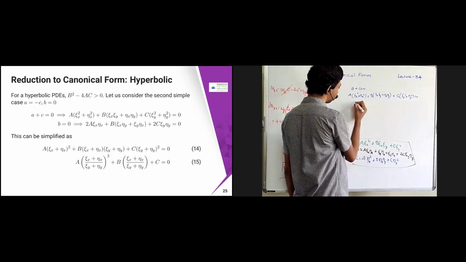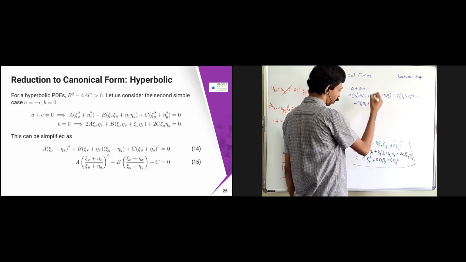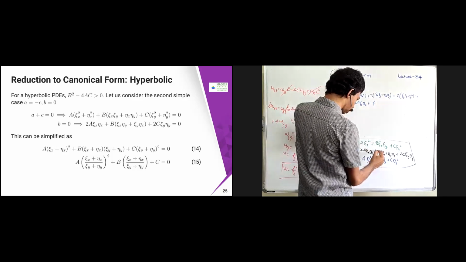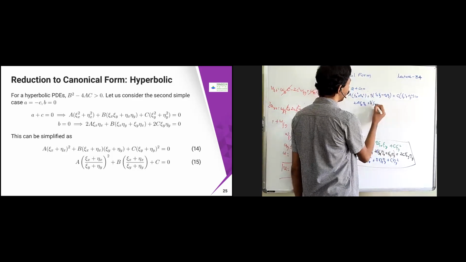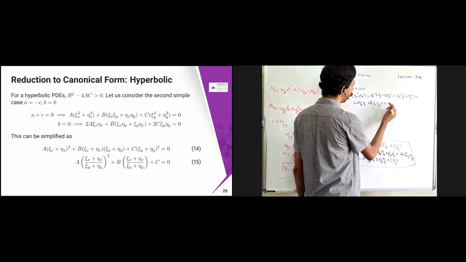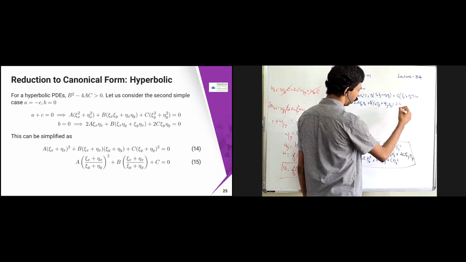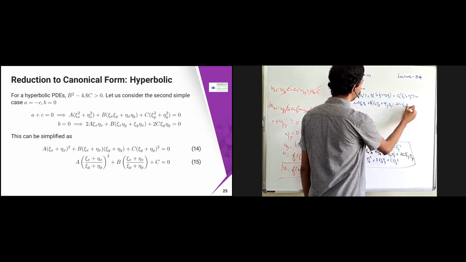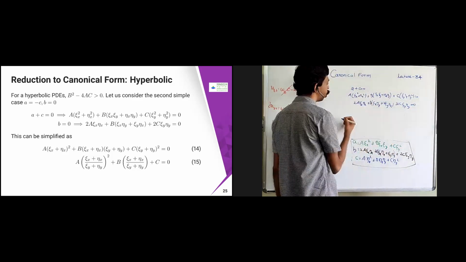Therefore, we are going to get 2A chi x eta x plus B into chi x eta y plus eta x chi y, plus 2C into chi y eta y. There's a B missing here, no one has noticed. So if I add these two together, this is also 0. What am I going to get?